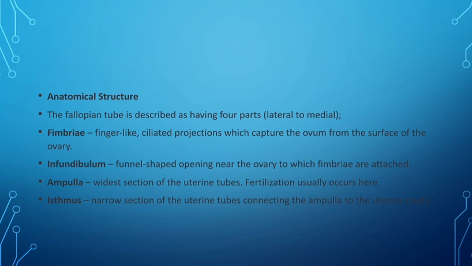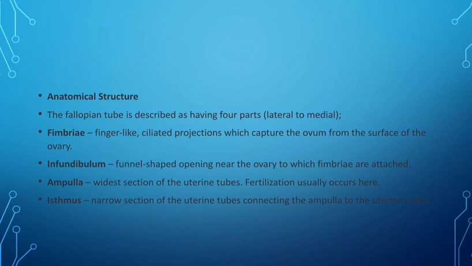Anatomical structure. The female tube is described as having four parts, lateral to medial. Fimbriae, they are the finger-like, ciliated projections, which capture the ovum from the surface of the ovary. Infundibulum, the funnel-shaped opening near the ovary to which the fimbriae are attached.